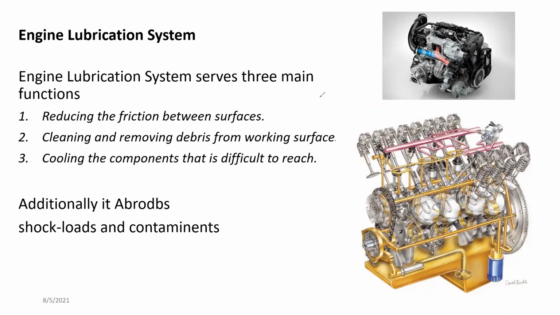But if we consider the lubrication system, it serves mainly 3 functions, right? Number one is reducing the friction between the surfaces, since there are metal components moving on metal components. That's going to create a lot of heat, as well as wear the components. To reduce this wear and heat generation, the lubrication is used. A thin film layer of lubrication is moving.